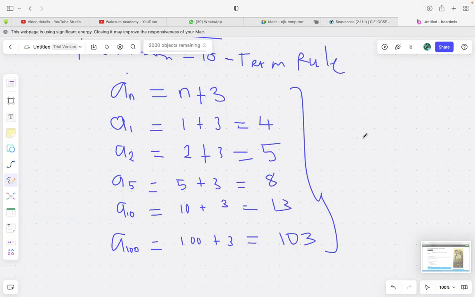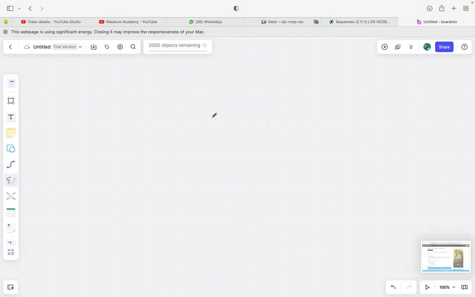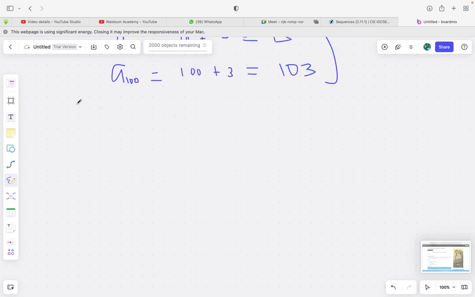Let's go to our board. The term to term rule formula will be, not position to term now, so term to term rule will be term to term.